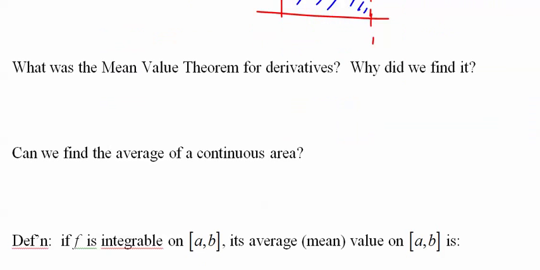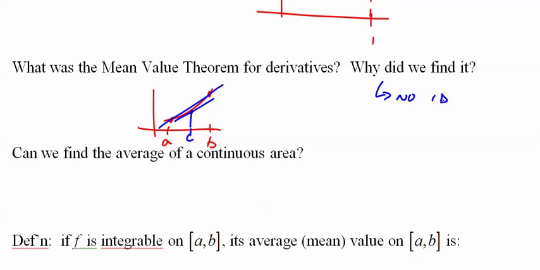So, mean value theorem for derivatives. Something about if we have an a and a b, we have a slope between them. There's some c value. Really should have drawn that a little bit sharper, which also has that slope, parallel line. Why do we find it? And the answer is no idea. The better answer is it's used in proving other things.